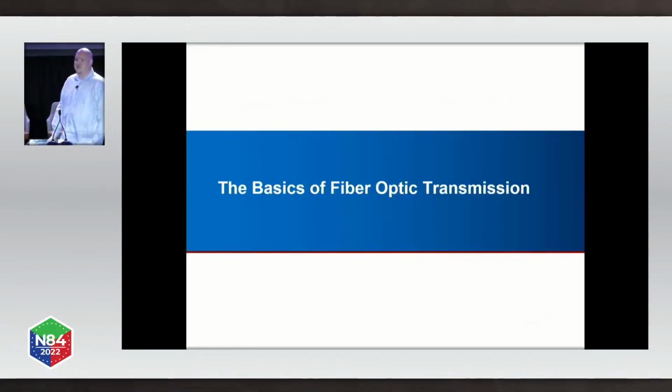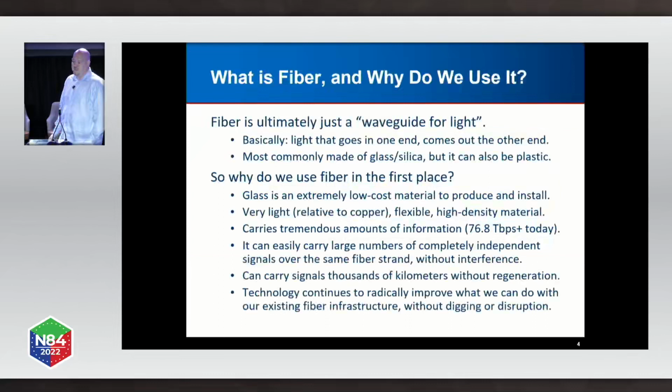So start with the very basics of fiber optic transmission. Ultimately, what is fiber? Why do we use it? What's the big deal? Well, really, fiber is a waveguide for light. So you put light in one end and it comes out the other end, and it's usually made of glass, some silica of some form. It can also be made of plastic.